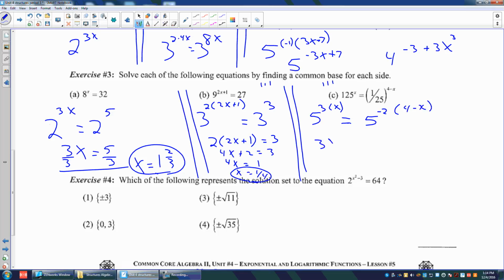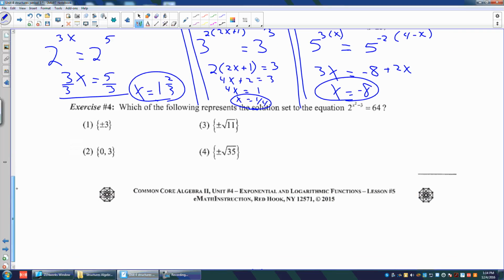So take the log base 10 of both sides, and then divide by log base 10 of 5 on both sides, and I get 3x equals negative 8 plus 2x. Subtract 2x from both sides, and I get x equals negative 8. Oh, nice.